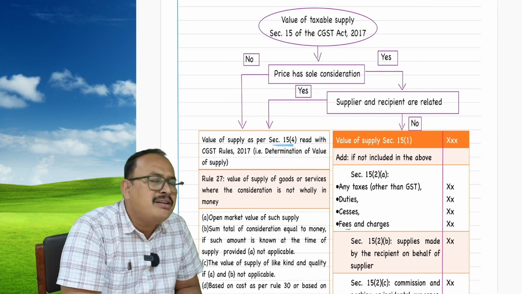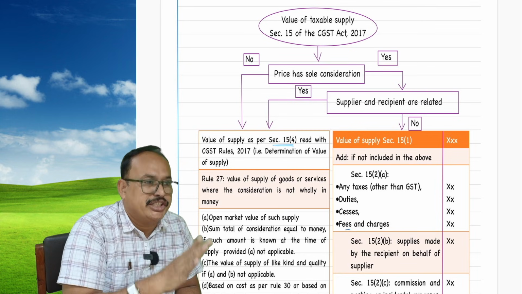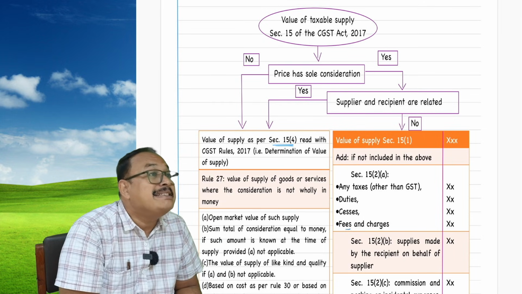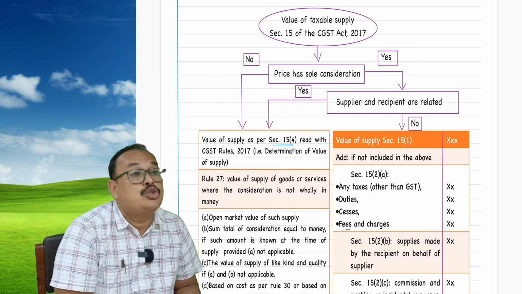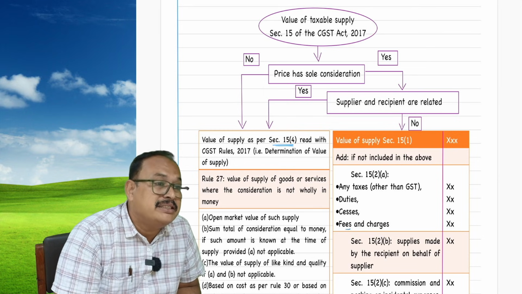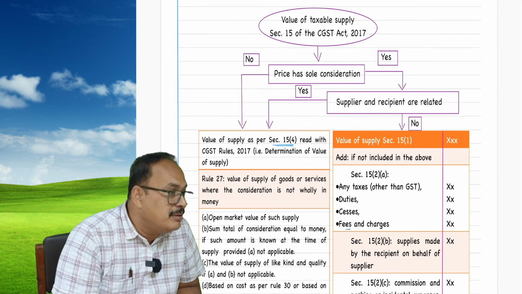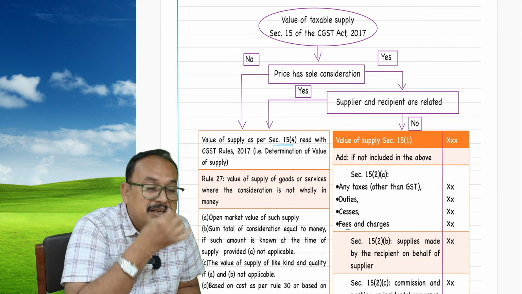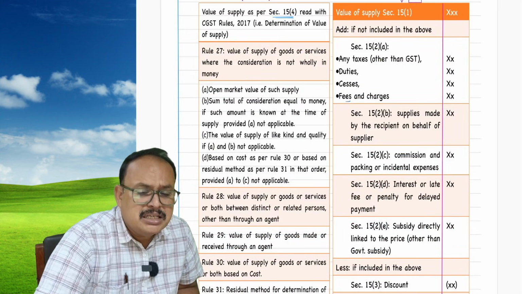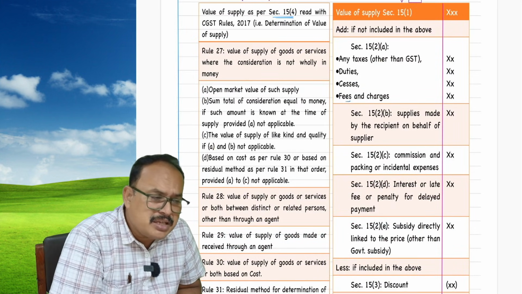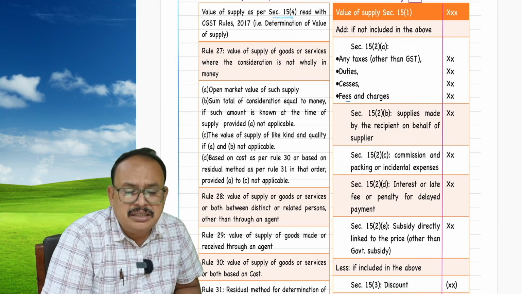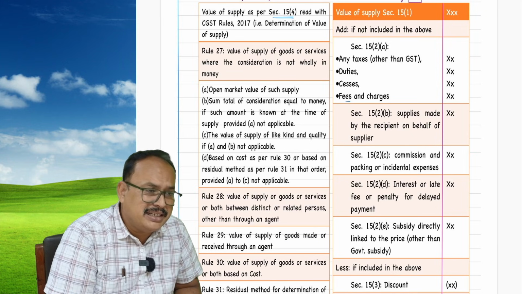One, all types of taxes and duties except GST. Here one should be alert. Do not add the TCS under section 206C of the Income Tax Act. That TCS should not be charged here. Is it clear, my dear friends? Thereafter, if not added, add the supplies made by the recipient on behalf of the supplier. If not added, further add commission. Further add other charges, if not added.